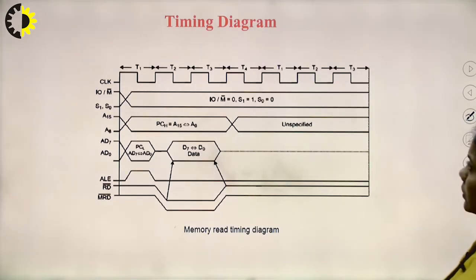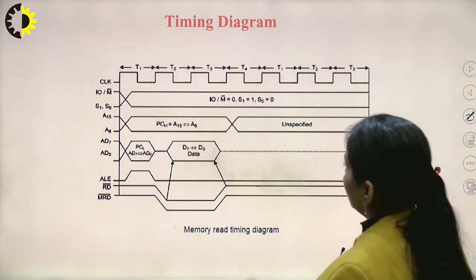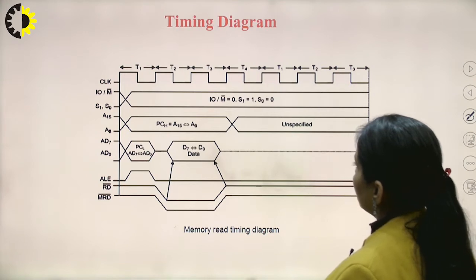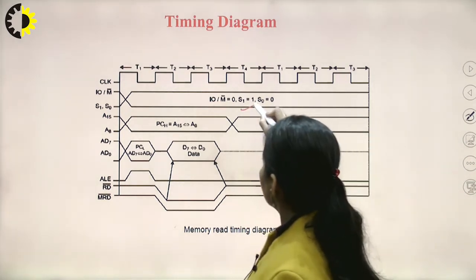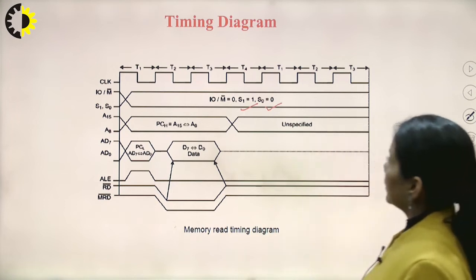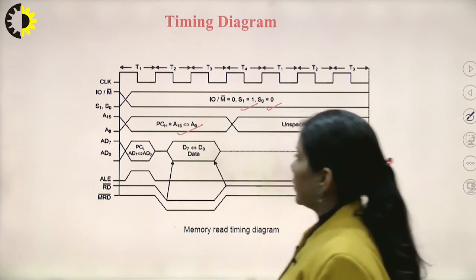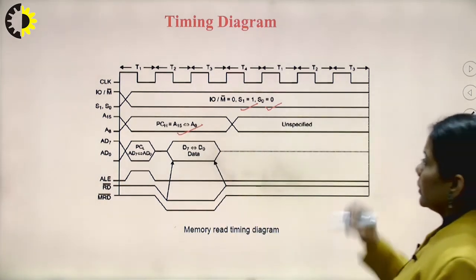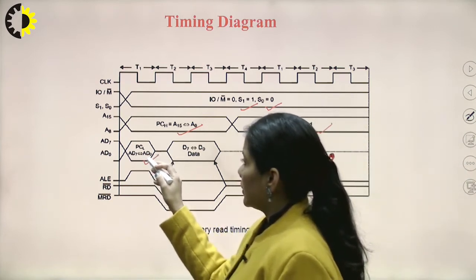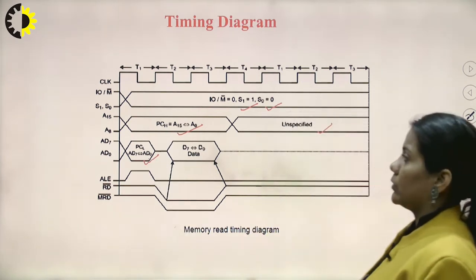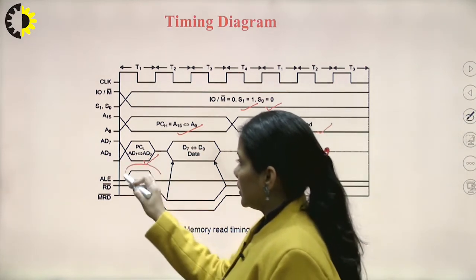So let's have a look at this timing diagram. You can see S1 is 1 and S0 is 0 here. Then A8 to A15, the higher order address, is latched. Here it is unspecified. During the first T1 state, the lower order address is latched on the lower order address and data bus, which is multiplexed, and during this ALE is high.